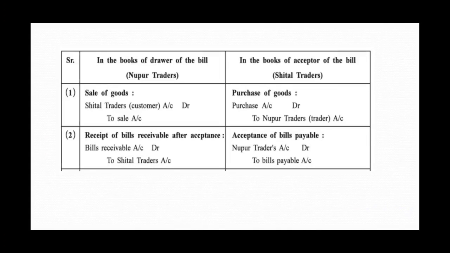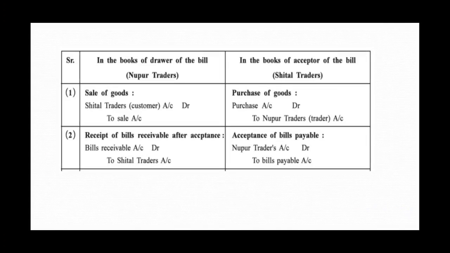Second entry: the drawer, who is Nupur, will be writing a bill and giving that bill to Sheetal. Sheetal will be accepting the bill and returning it to the drawer, who is Nupur, right? So, receipt of bill receivable after acceptance. In the books of Nupur, bills receivable account debit to Sheetal traders account, and in the books of Sheetal, Nupur traders account debit to bills payable account. Friends, these two entries will be common in all conditions.